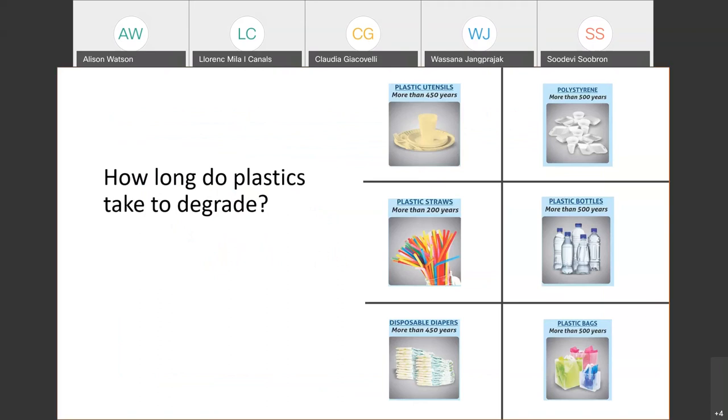As we know, plastic takes a long time to degrade. It takes from 200 years and can go up to 1,000 years. So we have to be very careful with plastic waste. Next slide, please. Now I'm going to talk about the impacts.